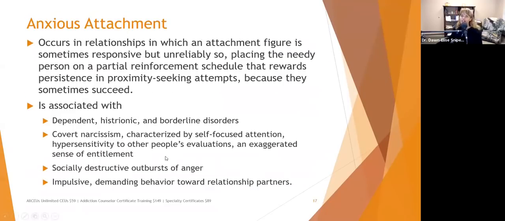Anxious attachment occurs in relationships in which an attachment figure is sometimes responsive but unreliably, so this is still insecure, placing the needy person on a partial reinforcement schedule that rewards persistence and proximity seeking attempts because they sometimes succeed. And the research on all of this stuff is in your classroom. But what they're saying here is a partial reinforcement schedule means every once in a while when I need something, you're going to be there.